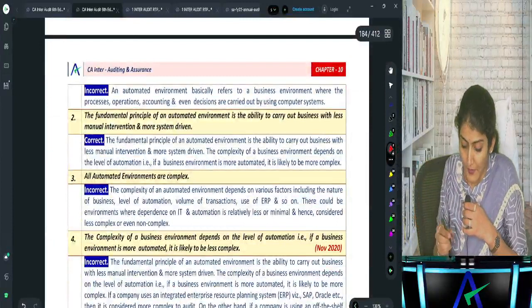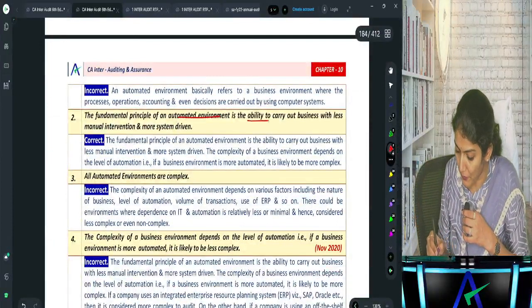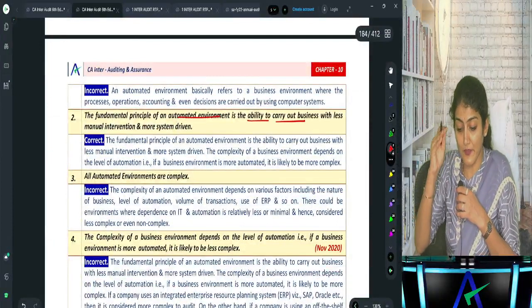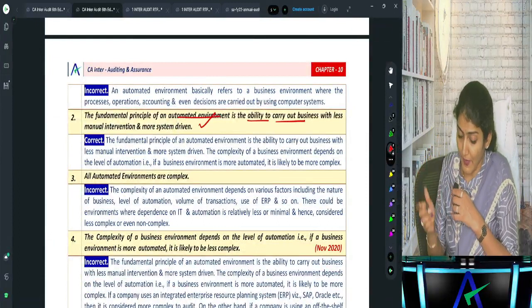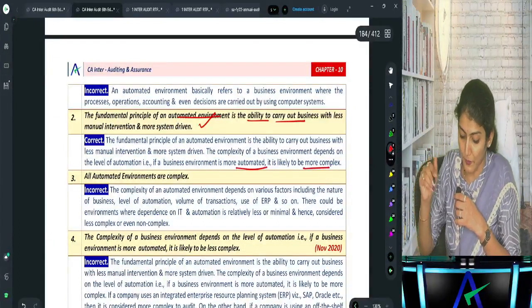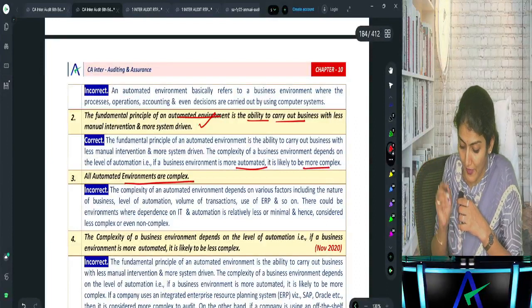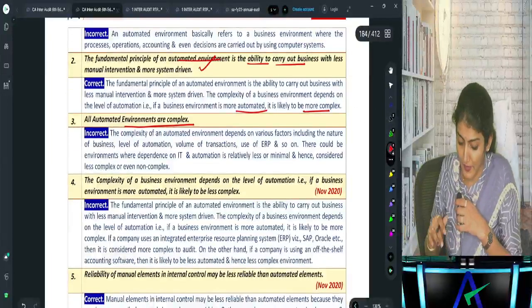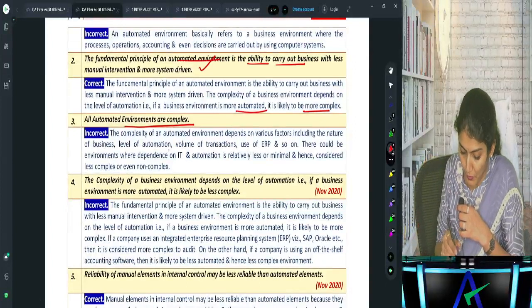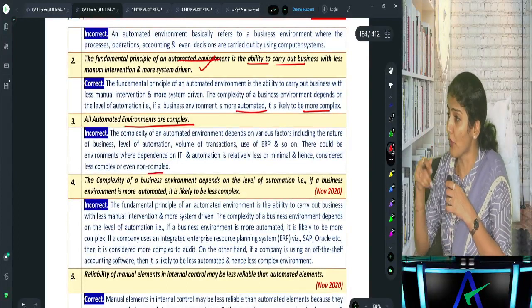See over here, the fundamental principle of an automated environment is to carry out the business with less manual intervention and more system driven. Yes, right? More automated, more likely to be complex. All automated environments are complex. No, no, no. If it is more automated, it is more complex. If it is less automated, then less complex or even non-complex.